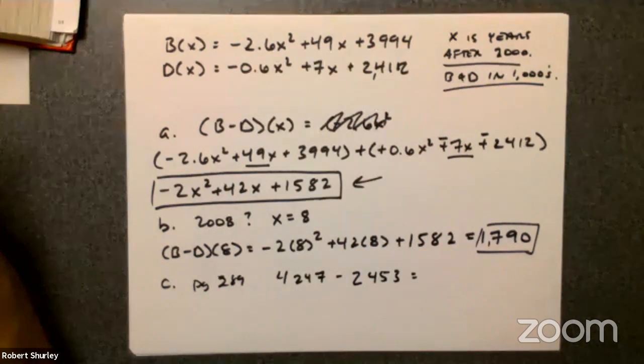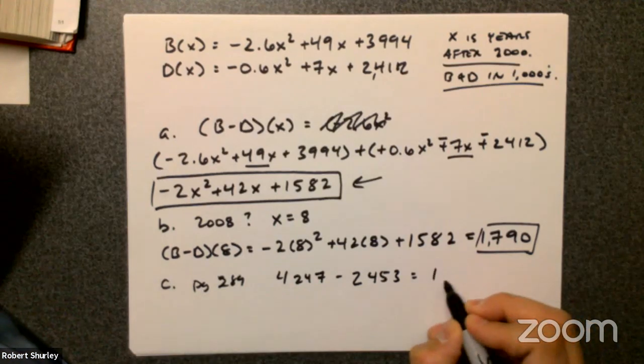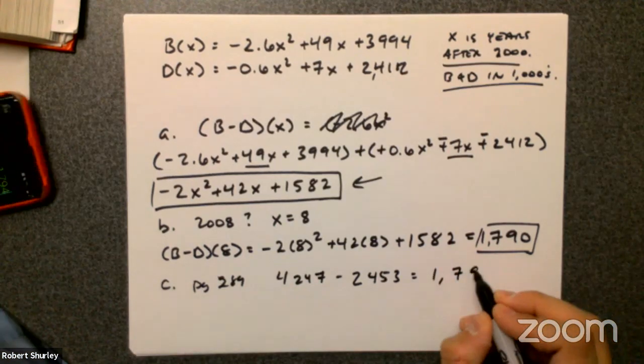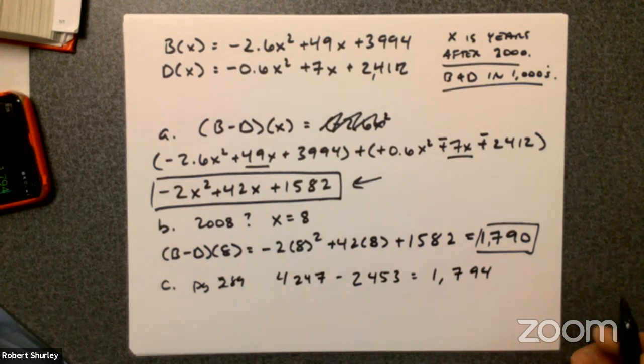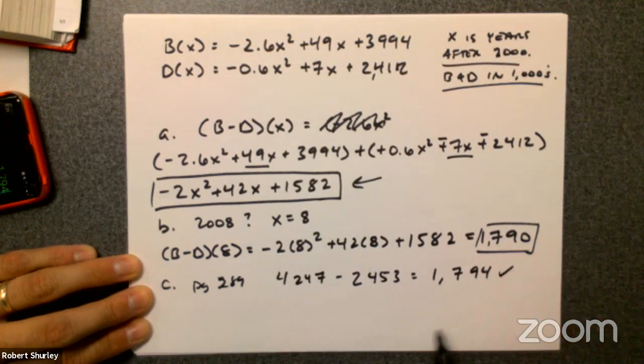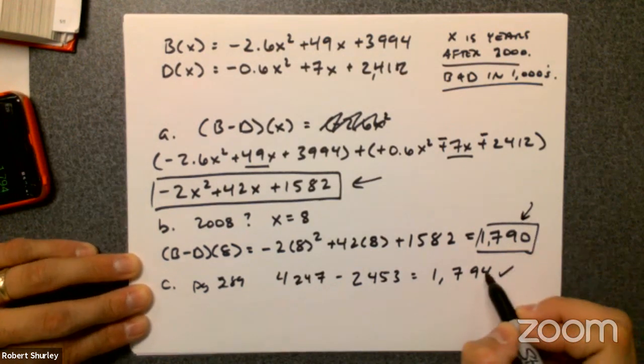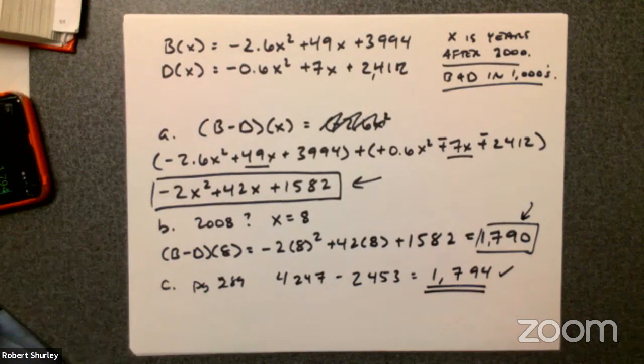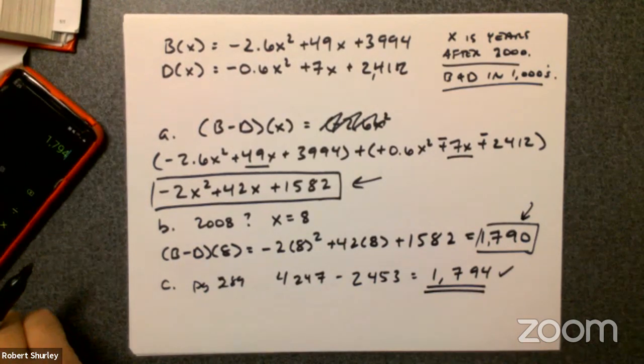4,247 minus 2,453 is 1,794. Hey, that's pretty close. So it barely underestimates from the graph. Hold on, I'm going to see how they said that. Yeah, that's really close, but it does barely underestimate by about 4,000 people. So not bad. Our model barely underestimated what actually happened that year, rounded to the thousands.